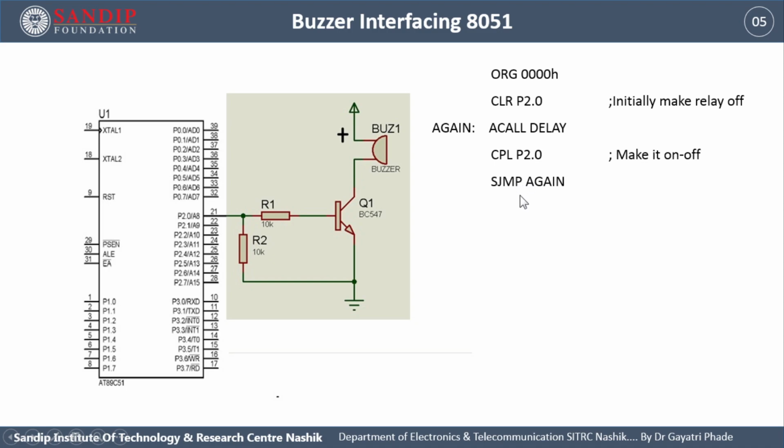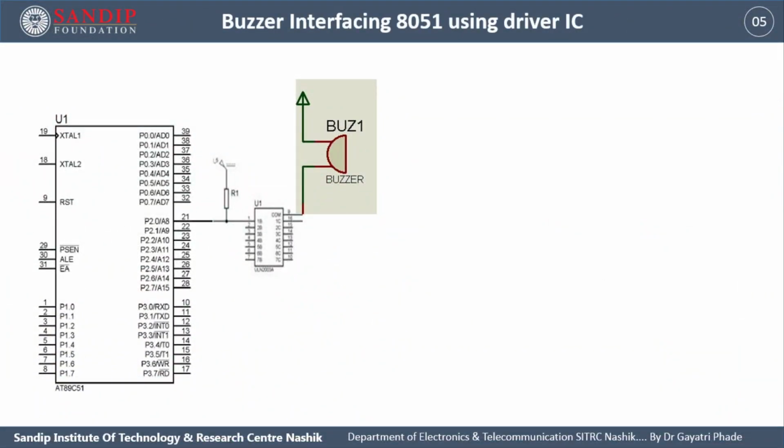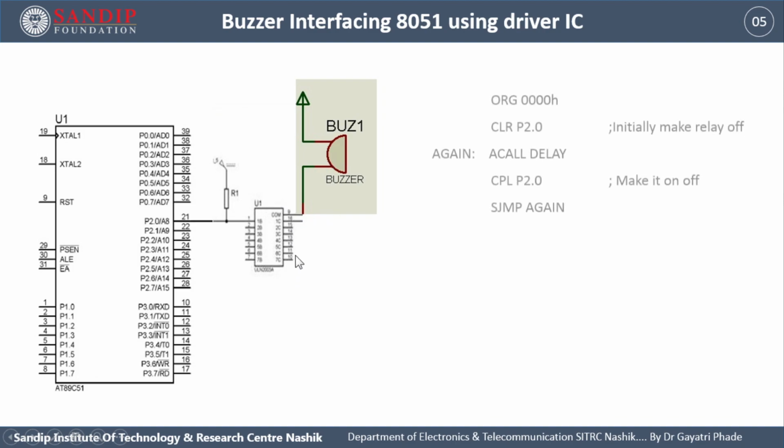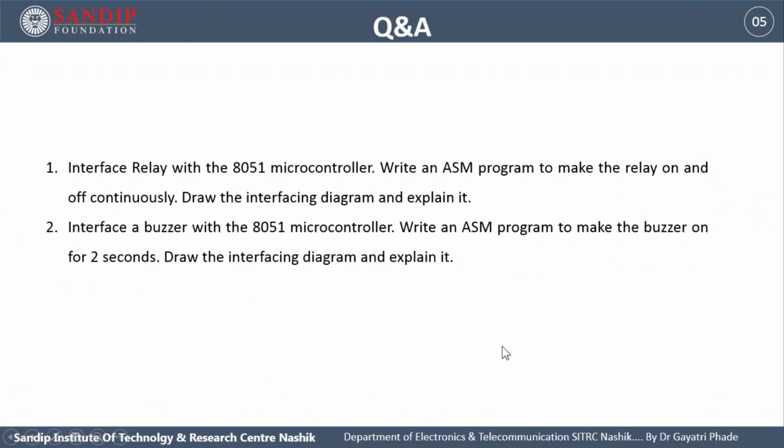If you want a longer on time, you can call the delay multiple times so that the on time of the buzzer can be increased. Here is an example. Here CLR P2.0, the buzzer is off, then give some time, SETB P2.0, make it on. You can call a delay twice, thrice so that the on time of the buzzer increases. So as per requirement it is done. So this is another way to interface the buzzer through an IC, and here is the program. That is all about the buzzer.